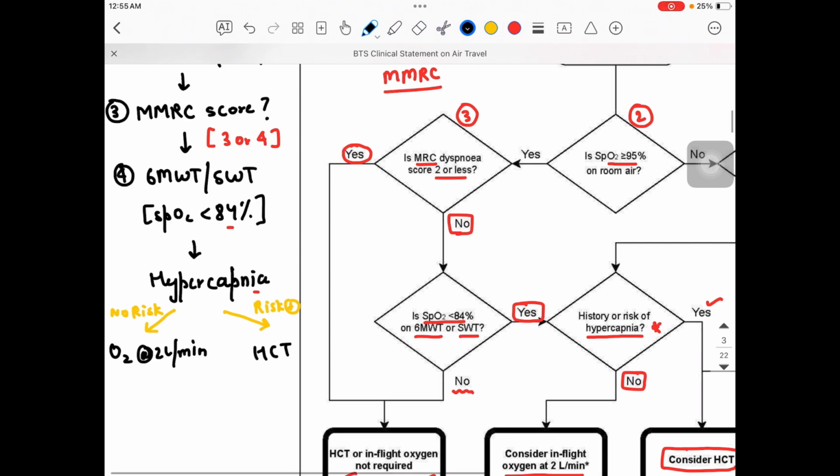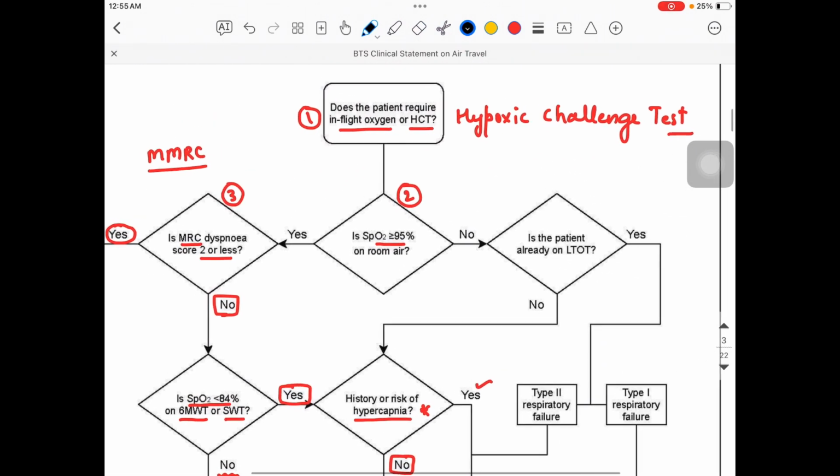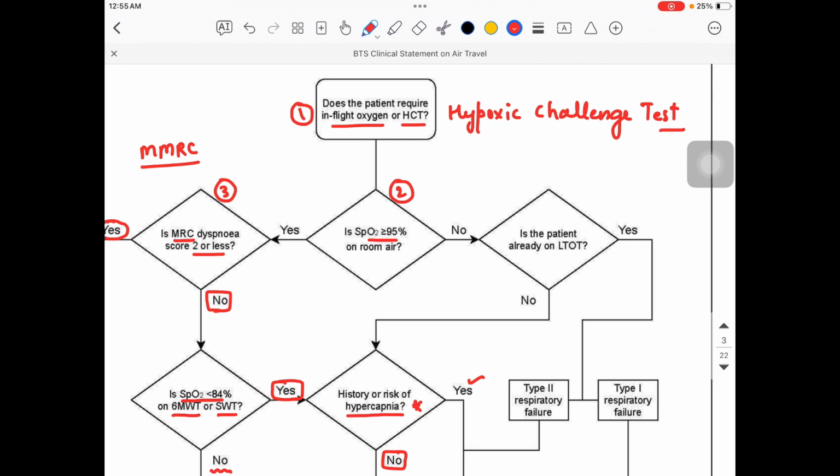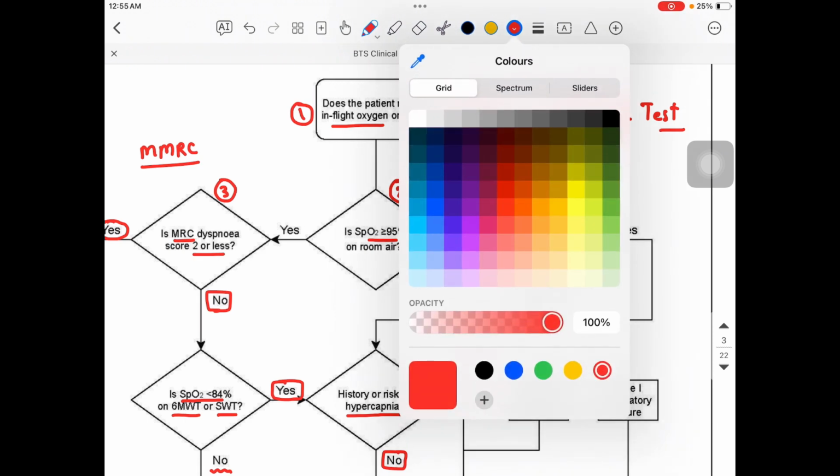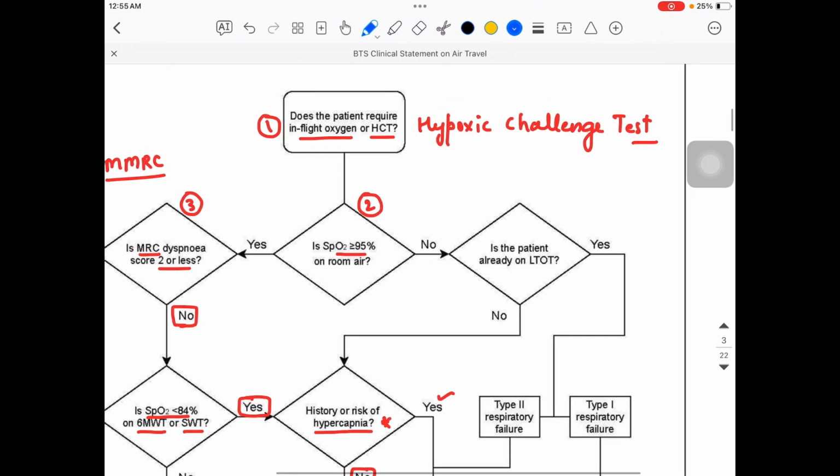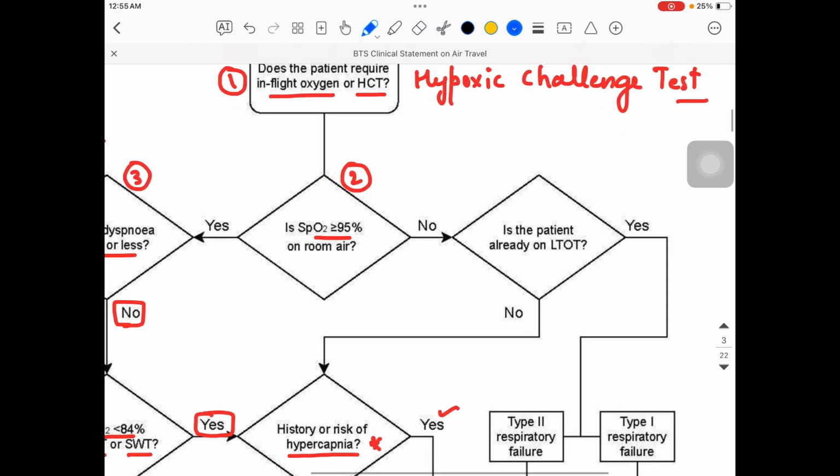Now let's talk about a different scenario here. I will change the color as well; let's take the blue color. Again the same question comes: does the patient require in-flight oxygen or hypoxic challenge testing? But this time, let's say the baseline saturation is less than 95%. So more than 95% is a no, and then our next question would be as follows.